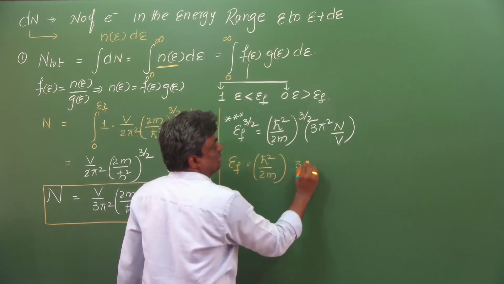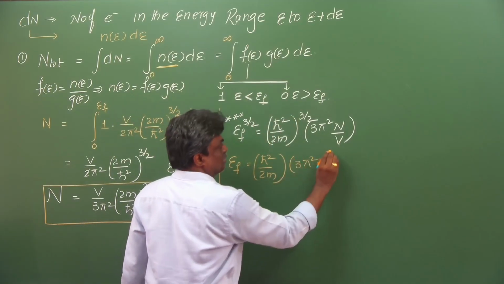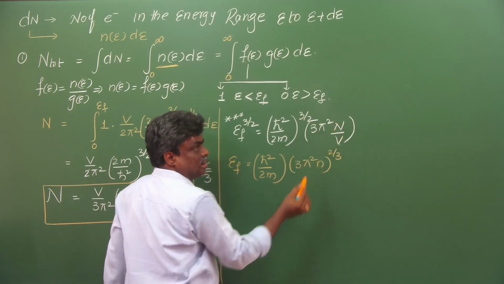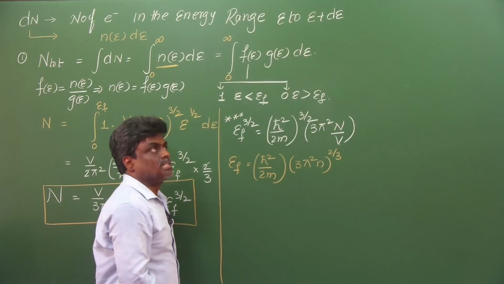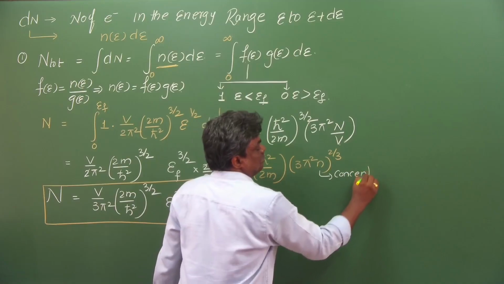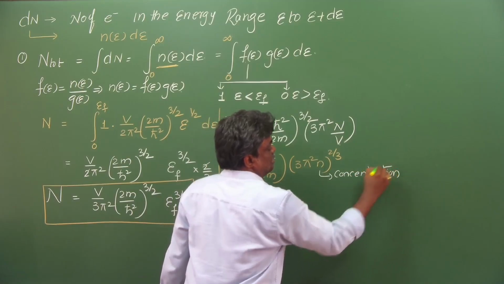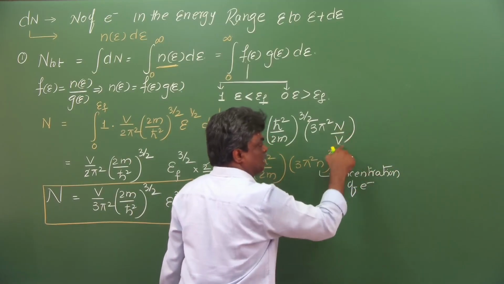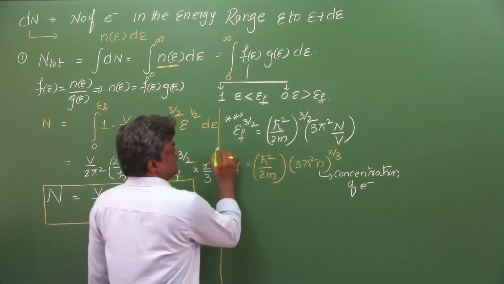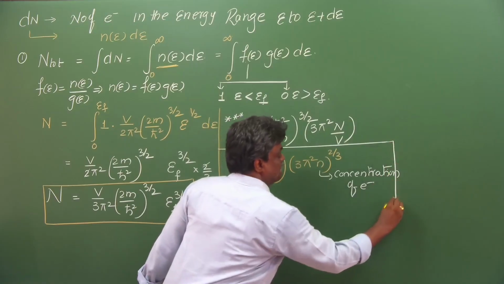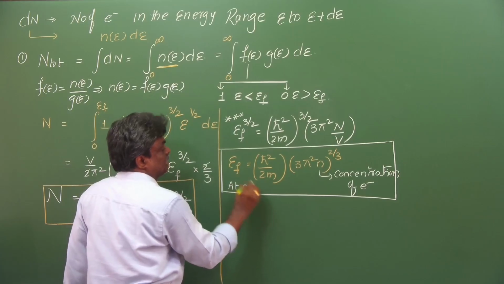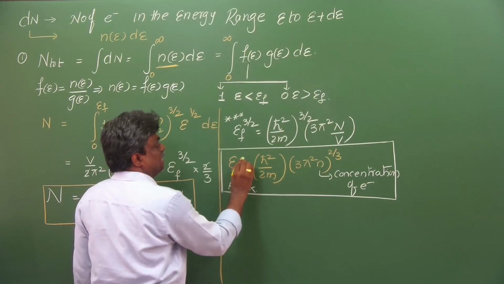Come on. The whole power of n by V: the number density, the concentration of electrons, the number of electrons per unit volume. So finally, this is my Fermi energy at 0 Kelvin. That's why they will write this as EF of 0.